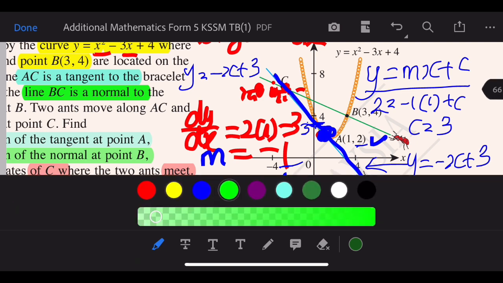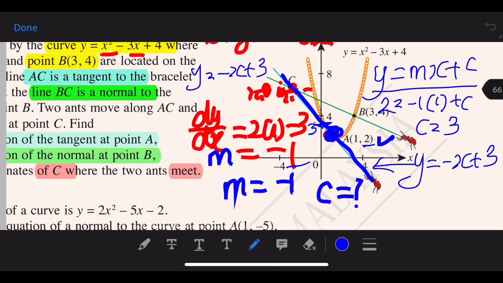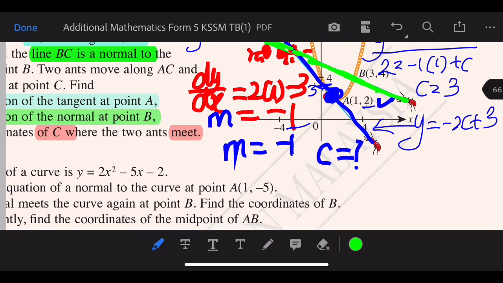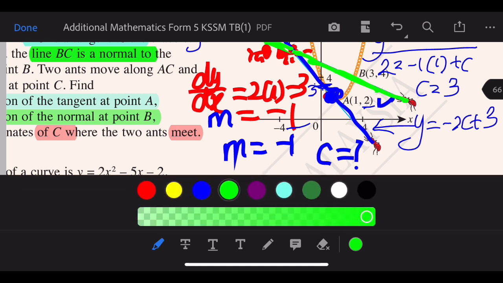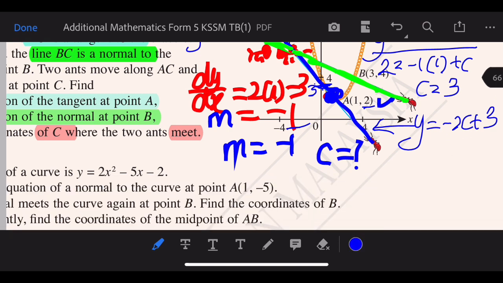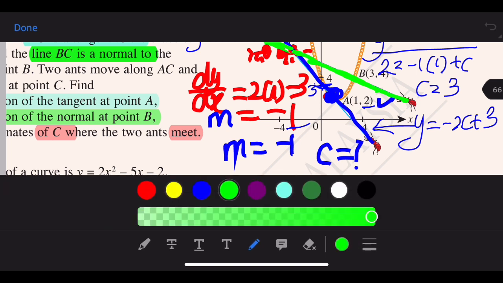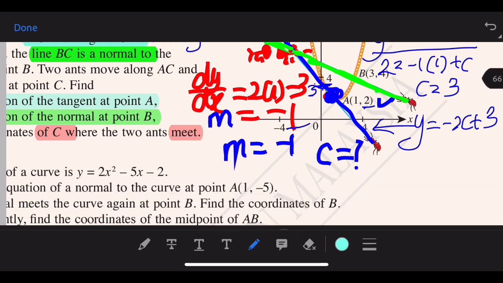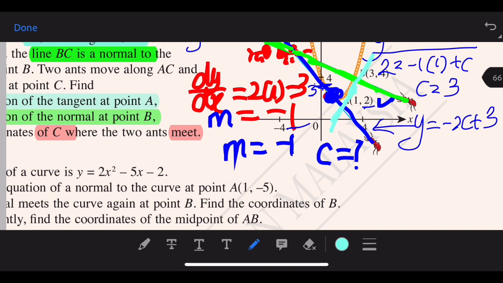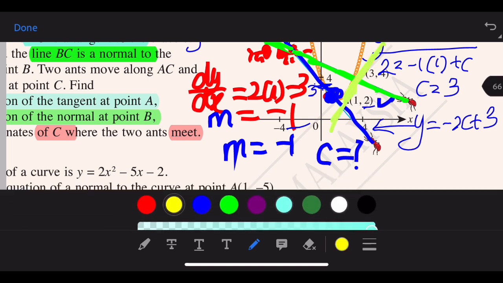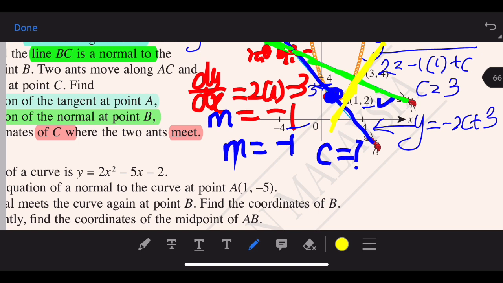Where's the green line? Here. Let me highlight the green line for you. Can you see here? Make it thicker a bit. This is the equation of normal, not tangent. So in order to find the green equation, you must have the tangent first, because when you want to find the gradient of normal, you must find the tangent first. Let's highlight where the tangent for point B is. It should be here. The one in blue, I change to yellow. This one.